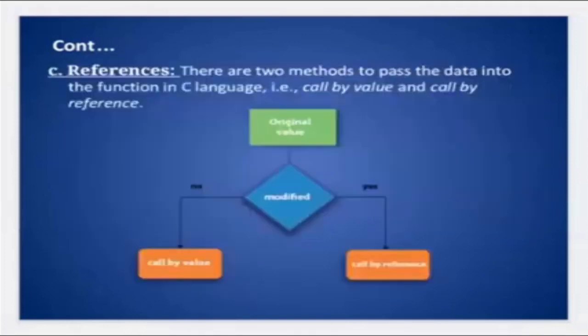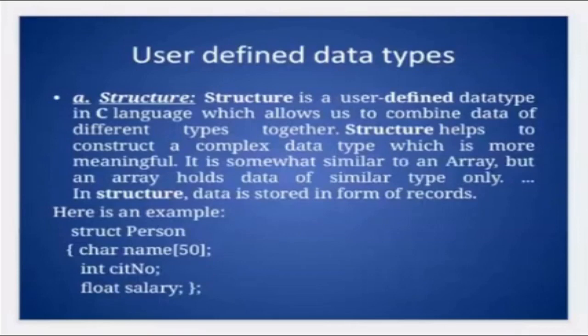And references: there are two methods to pass data into a function in C language, that is call by value and call by reference. If we call by value, the value of the data is not affected, but if we call by reference, the data is modified. And now user-defined data types: structures, unions and enum.